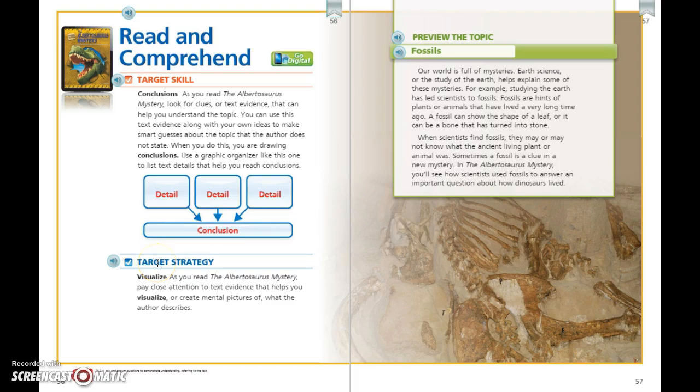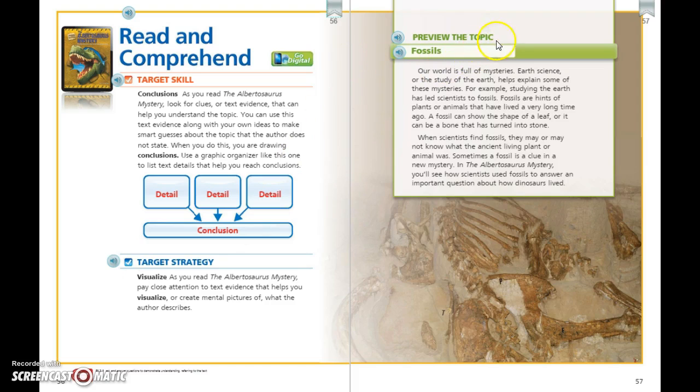In this text, the target strategy is to visualize. As you read the Albertosaurus Mystery, pay close attention to text evidence that helps you visualize or create mental pictures of what the author describes.